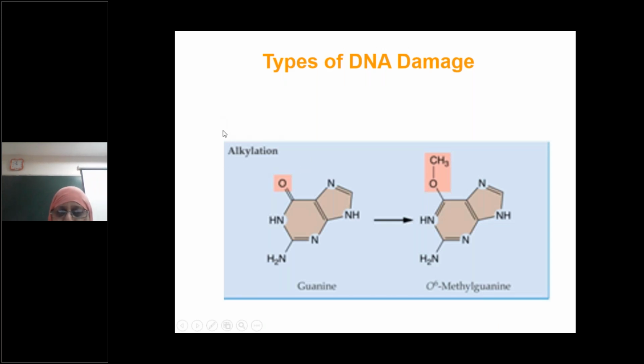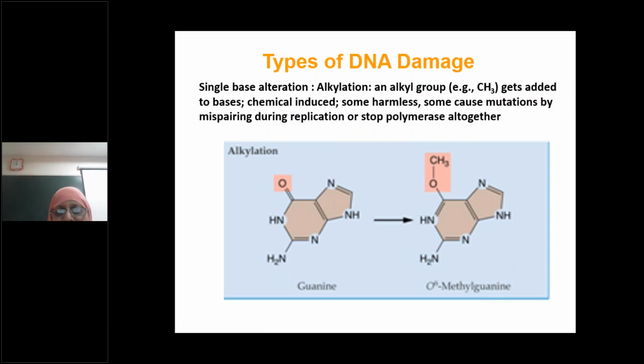Then alkylation is nothing but methylation. Here you can see this is the structure of guanine. This guanine, if it becomes methylated or undergoes addition of an alkyl group, it forms methyl guanine. So alkyl group, methyl group get added to the bases. This may be chemical induced. Some may be harmless or some may cause mutation by mispairing during replication, or some may stop the polymerase altogether.